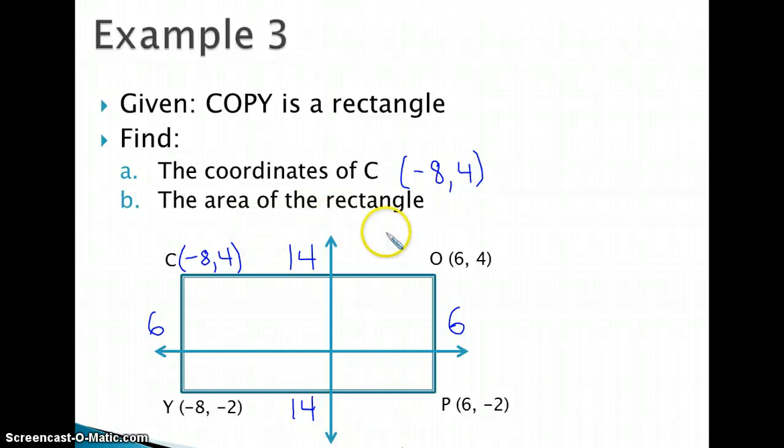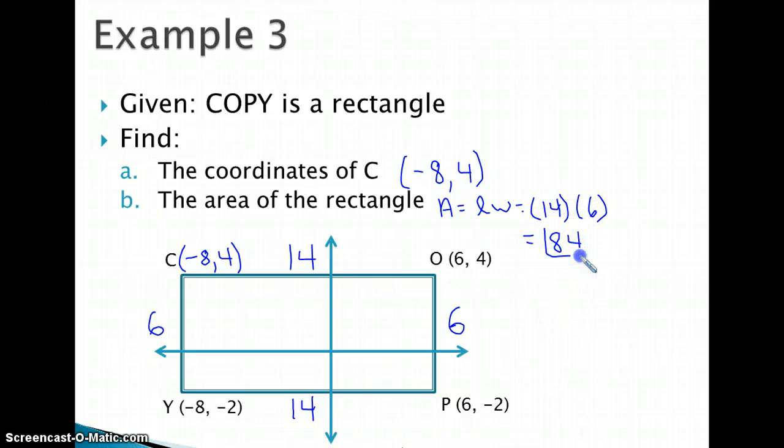Part B, we want to find the area of the rectangle. Hey, good news, I've already found exactly what I need. The formula is area equals length times width. Our length is 14, and our width is 6. So when I multiply 6 by 14, that's going to give me 84.